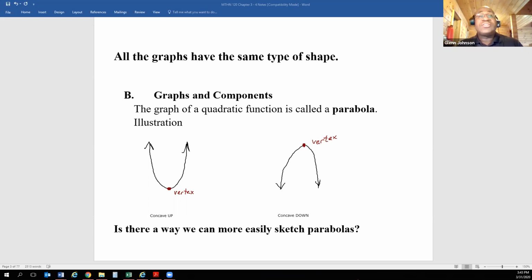Now, one other thing to note here is that when we take a line, a vertical line, and pass it through the vertex of the parabola, this line actually splits the parabola in half. So it actually becomes a line of symmetry for the parabola. And so, of course, this particular line is actually known as the axis of symmetry.